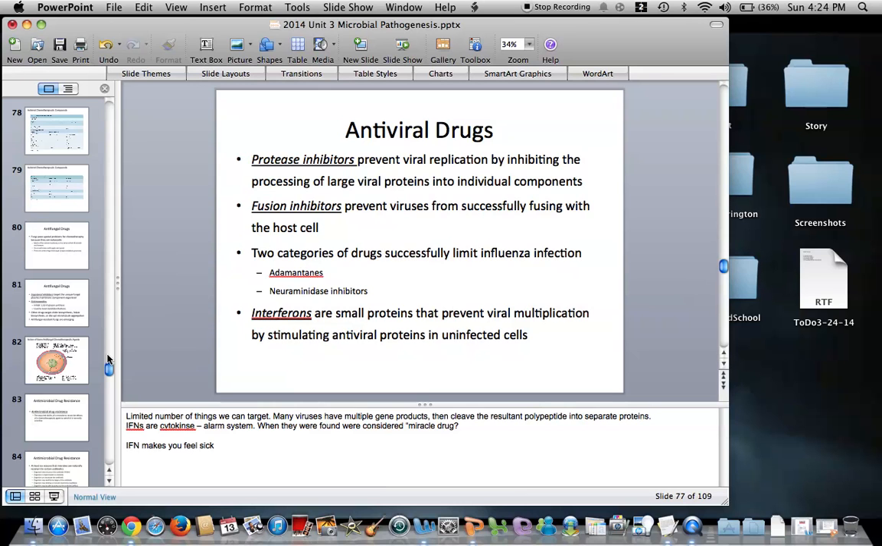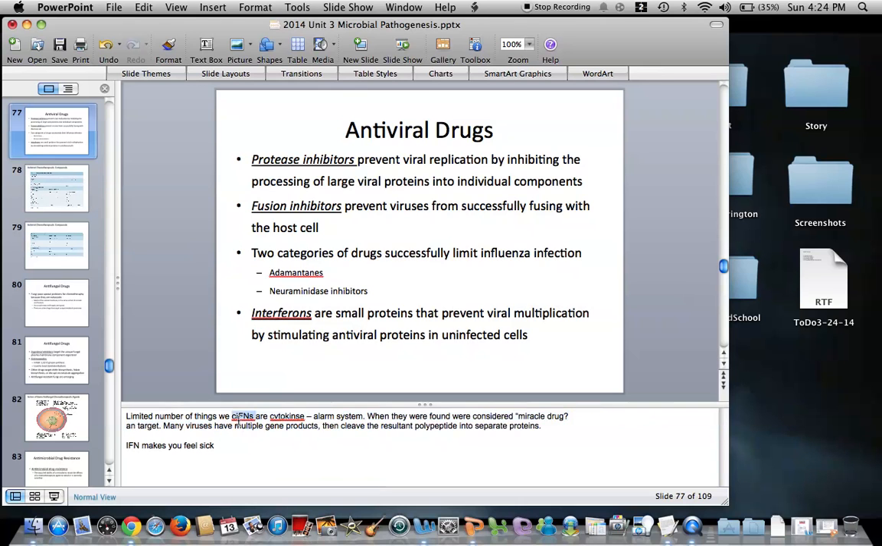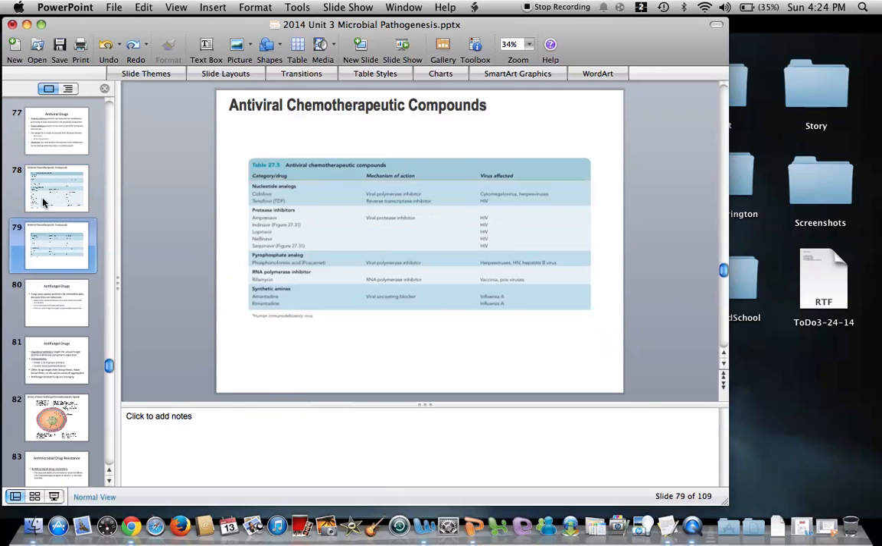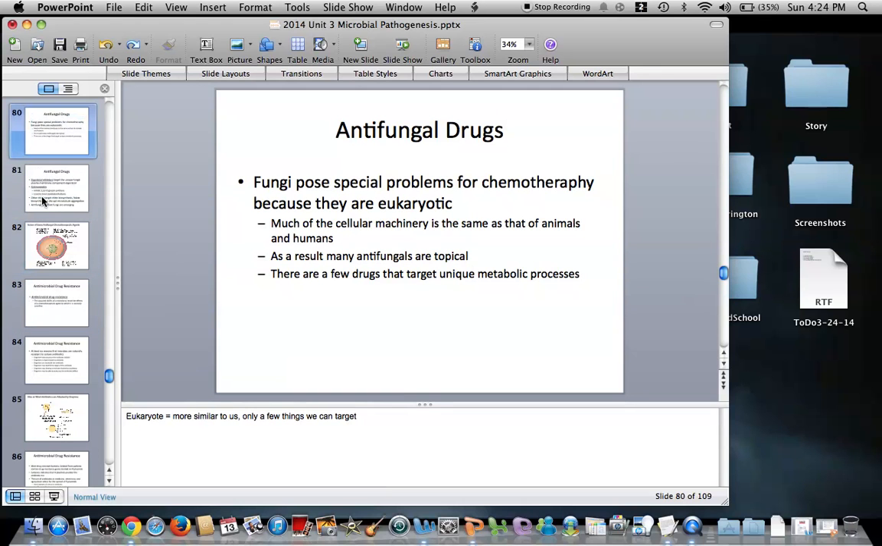Interferons are small proteins that prevent viral multiplication by stimulating antiviral proteins on uninfected cells. There's only a limited number of things we can target because viruses have multiple gene products and then cleave them. Interferons and cytokines act as an alarm system. It was thought you could just add interferon to somebody to make them feel better, but they'll feel really sick because interferon causes the sick feelings and fevers.